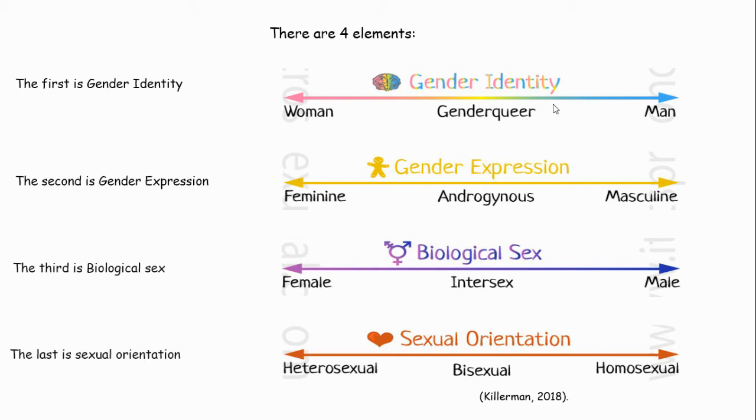The second is gender expression. How you demonstrate who you are. This is how you express yourself, the way you dress, the way you interact with others. The third is biological sex. This is about biological anatomy, both internal and external. And finally, sexual orientation. Who you are attracted to. This looks at whether you are attracted to the opposite sex, same sex, or attracted to both male and female.